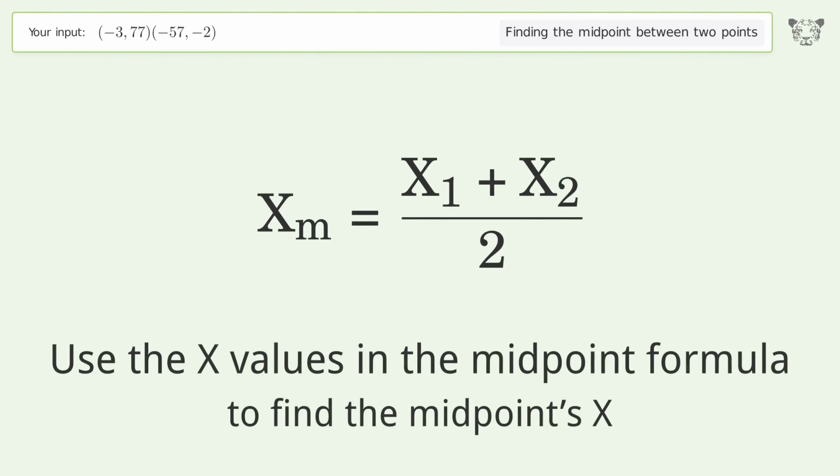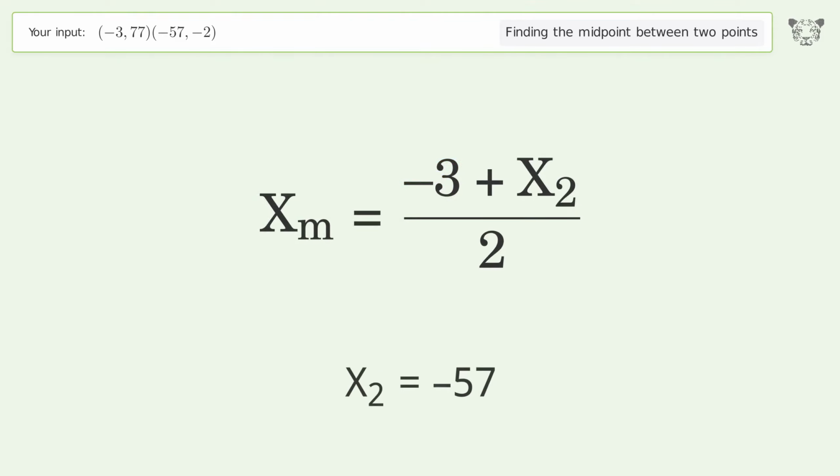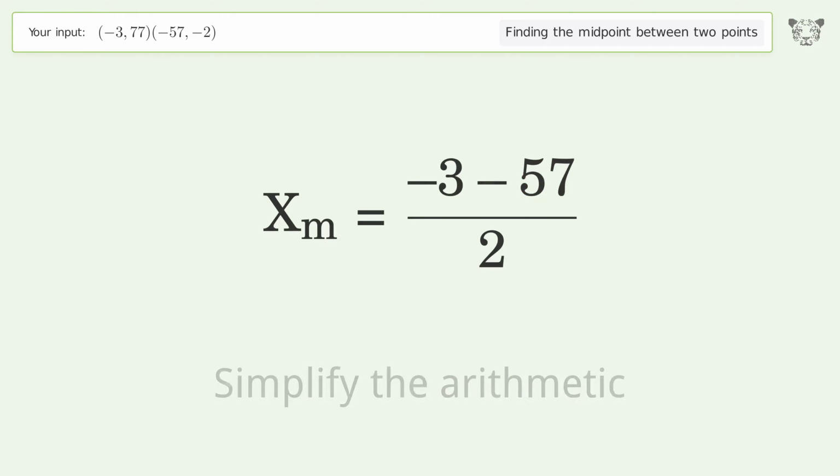Use the x values in the midpoint formula to find the midpoint's x. x1 equals -3. x2 equals -57. Simplify the arithmetic.